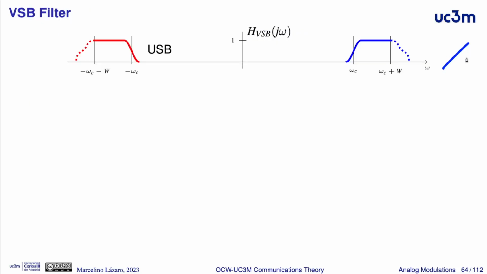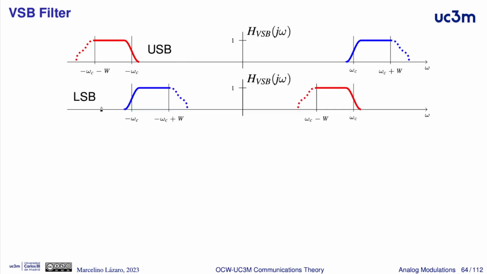Here we have a couple of examples of filters satisfying these conditions for the upper sideband option and for the lower sideband option. It is interesting to remark that the response out of the frequency band of the double sideband modulation is meaningless because there are no frequency components of the double sideband signal out of this range.